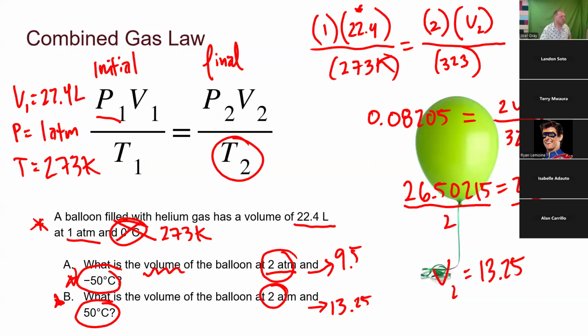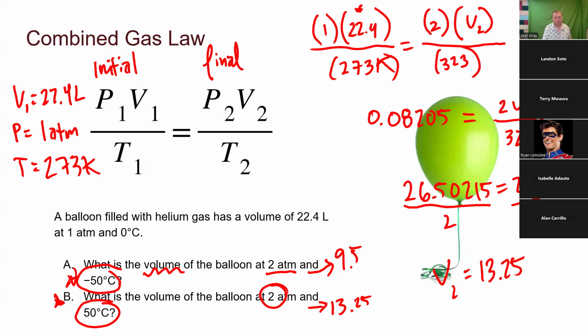So what we do is essentially look at these questions and we itemize out the initial and the final. Detail everything here. And then we've got a prompt here. And answer option A says when our pressure goes up to 2 atmospheres and our temperature drops 50 degrees, both of those things contribute to the volume going down. So seeing the volume go from 22.4 to 9.5, not a big shocker.